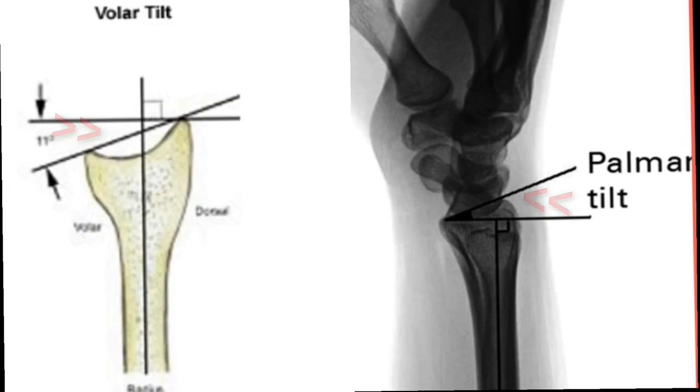The first main point in the lateral view is the volar tilting angle, which determines the range of motion of the wrist in the flexion extension plane. It's acceptable to be fewer than 5 degrees of dorsal tilting, and it's perfect to be between 0 to 11 degrees of volar tilting.